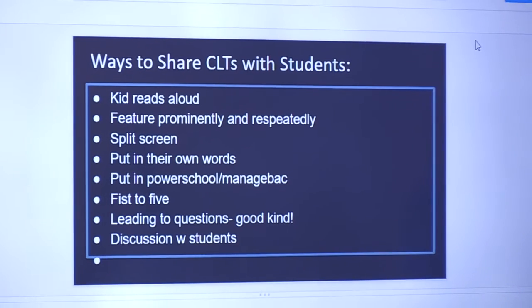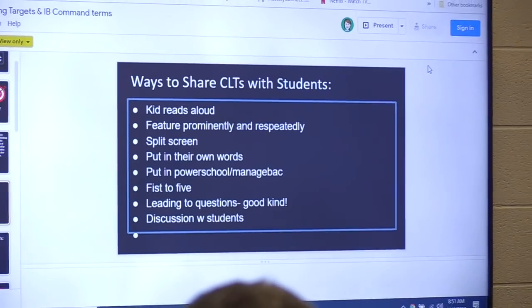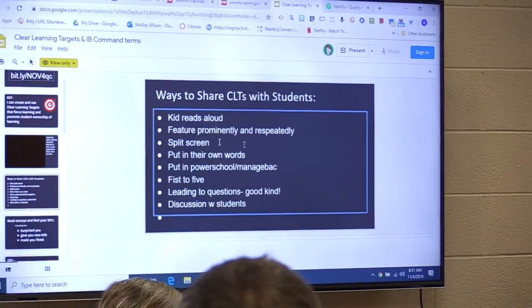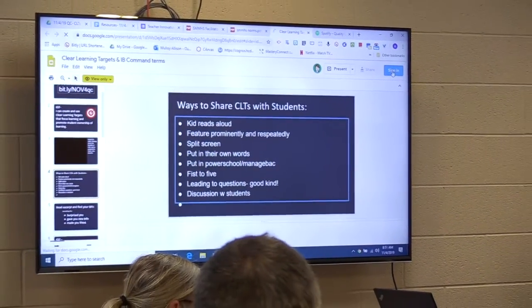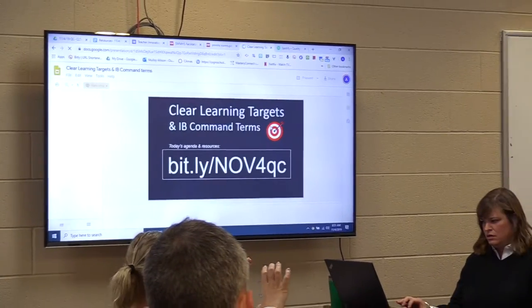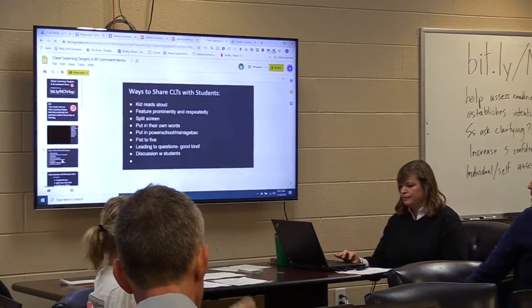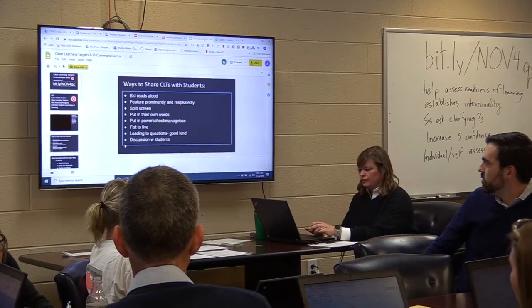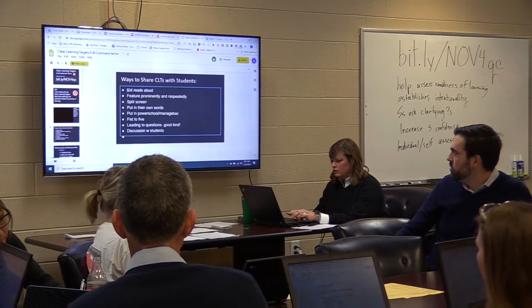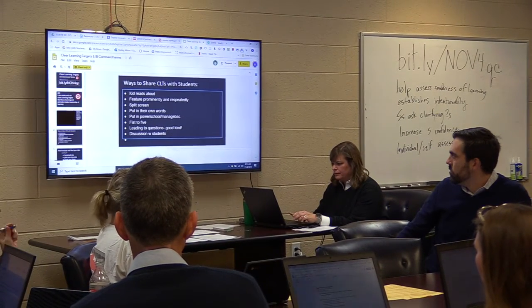Well, I have a slideshow for each unit. Throughout the slideshows, there's a bold colored slide that has the CLT, and they have access to those slides throughout the unit. And that kind of tells them too when it's day 1, day 2, day 3.